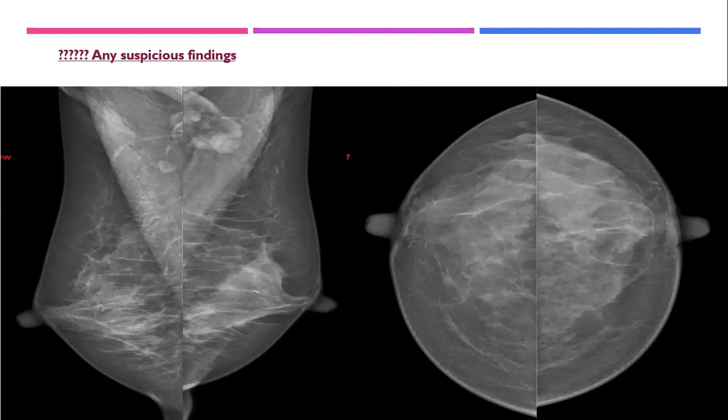Can you see any abnormality in this mammography? Would you appreciate anything here? You can say normal if it is normal. If I tell you this is a screening mammography, will you report it as positive or negative?